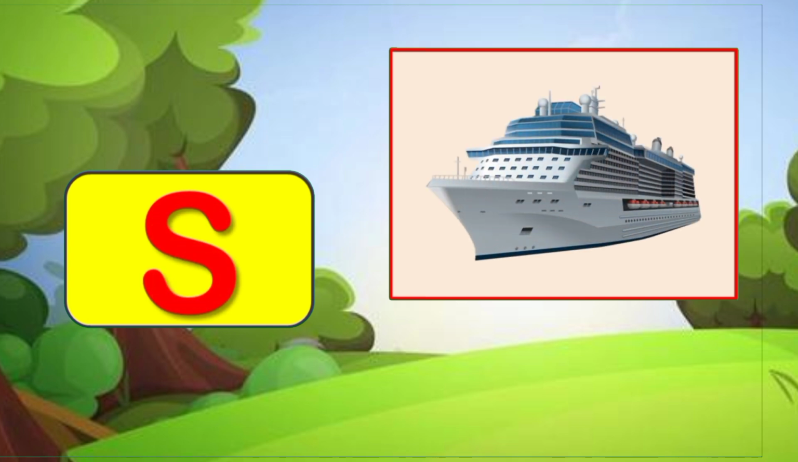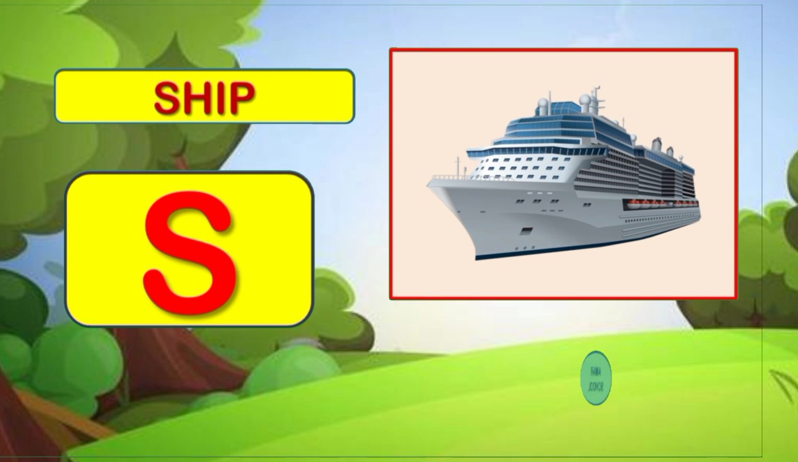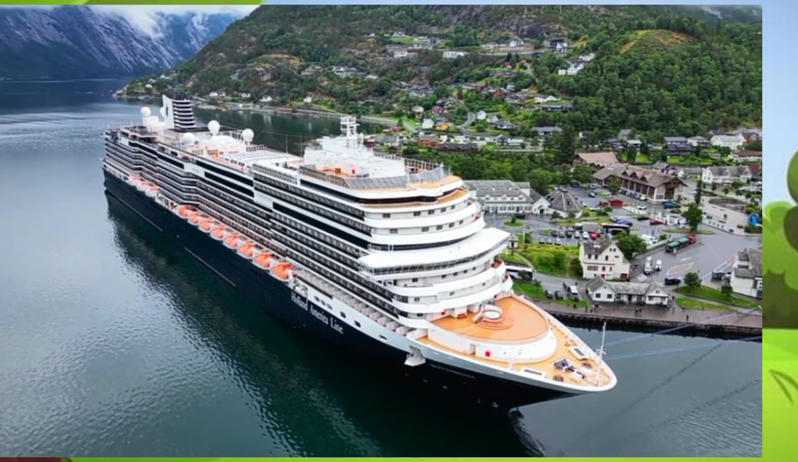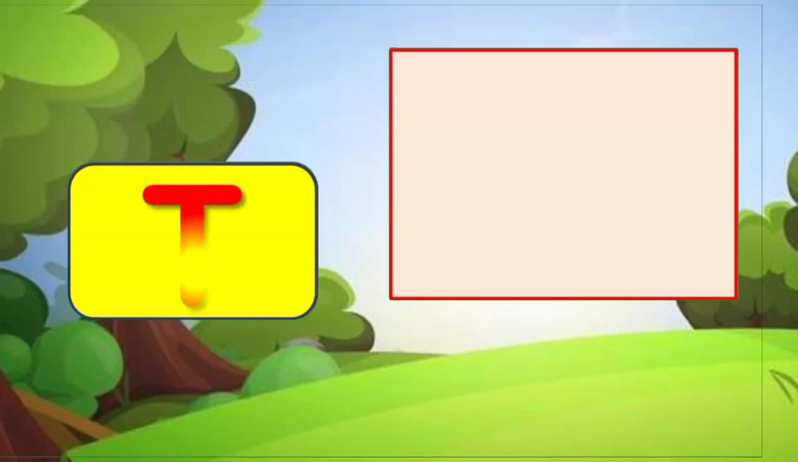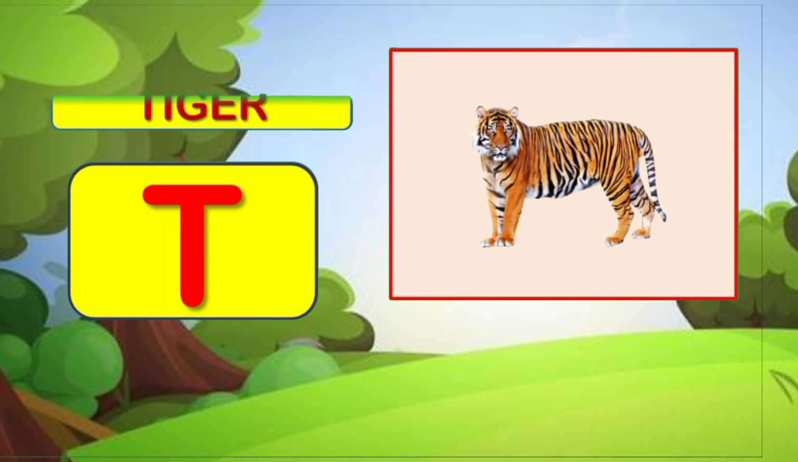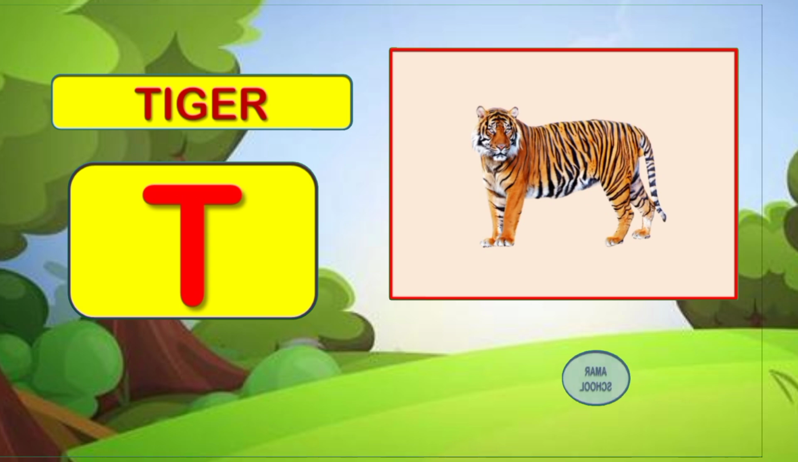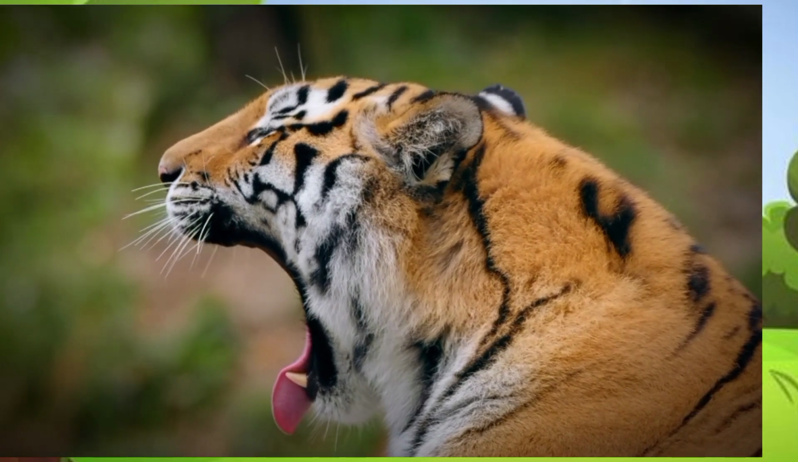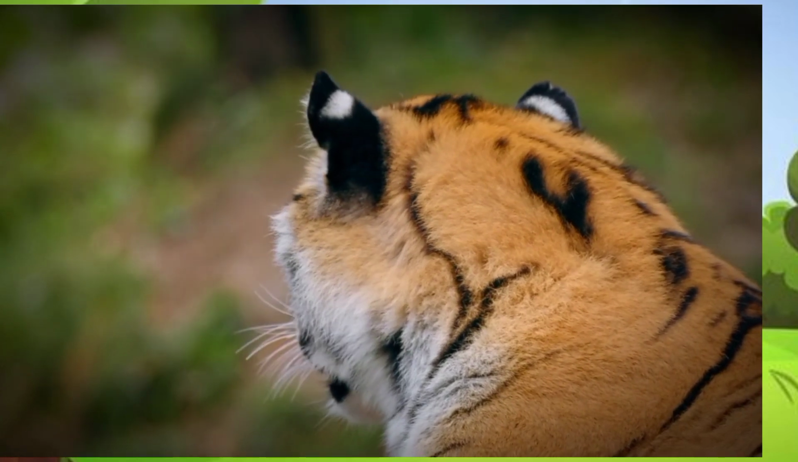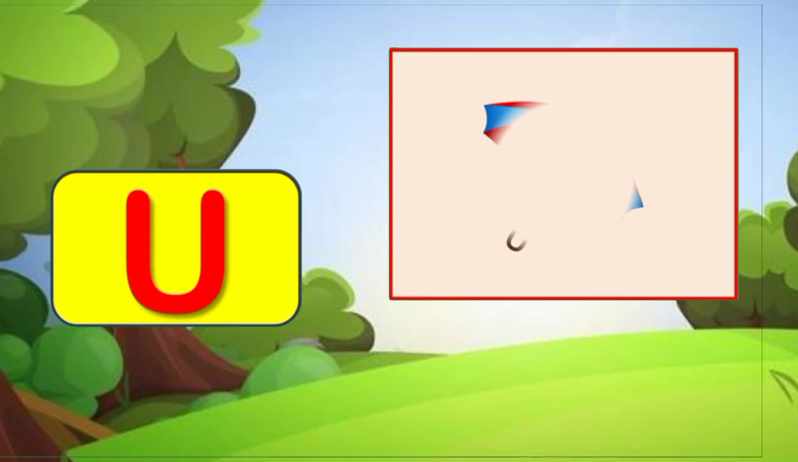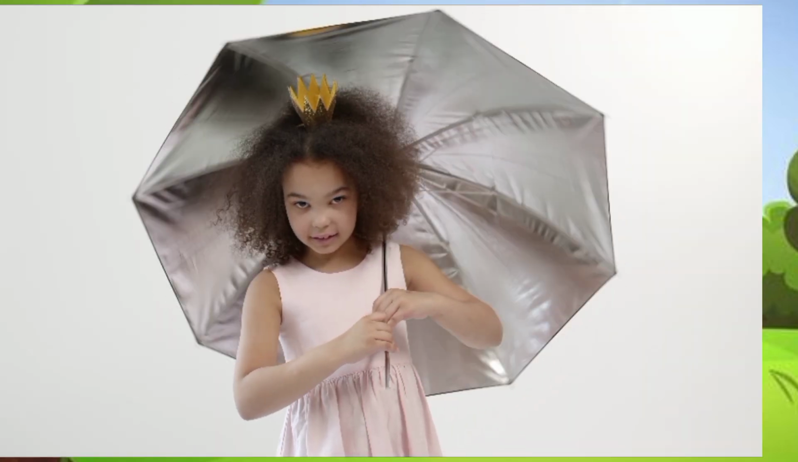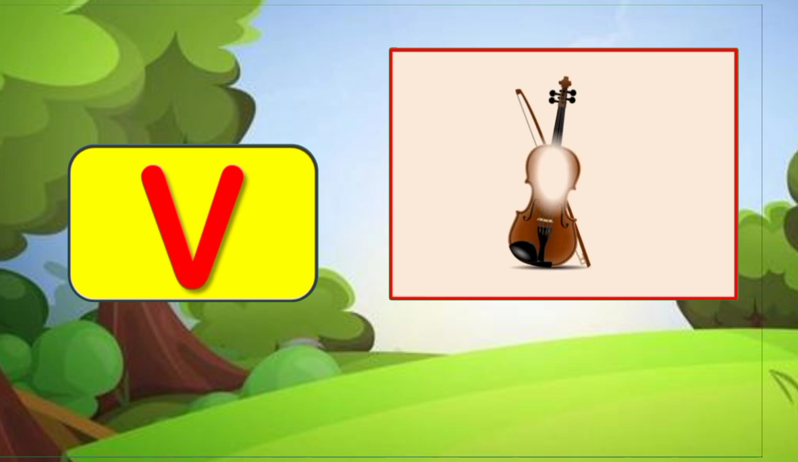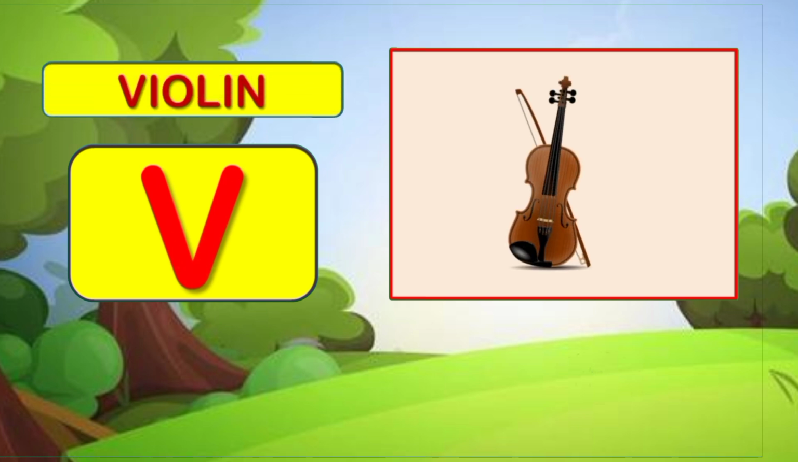S. S for sheep. T. T for tiger. U. U for umbrella. V. V for violin.